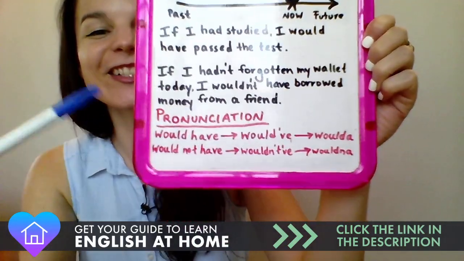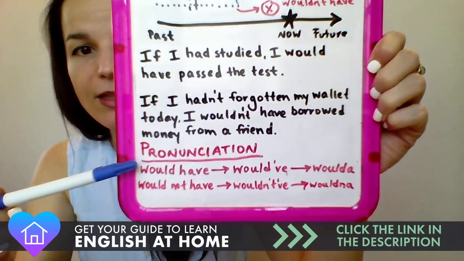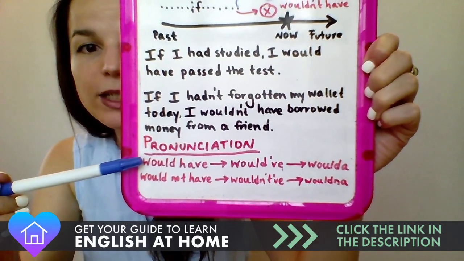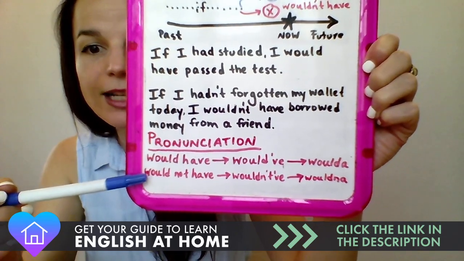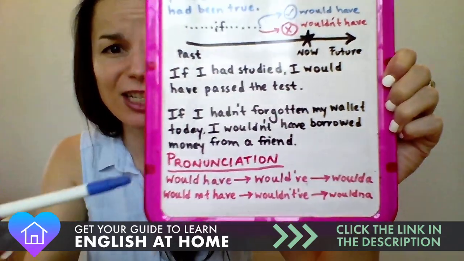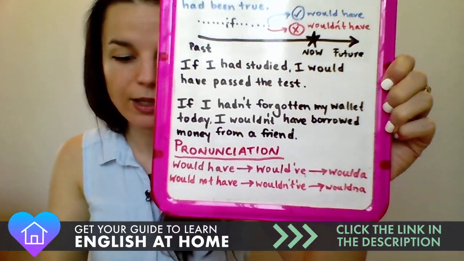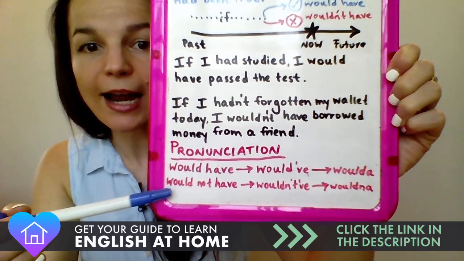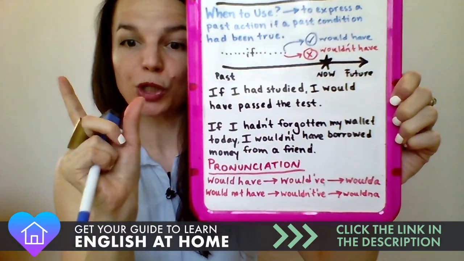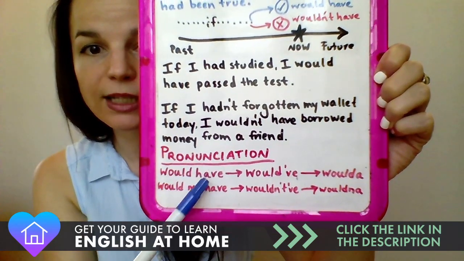Okay, so let's go to the final point for part 1 today. The pronunciation of would have and would not have. Yeah, there's some construction sound in the background today, unfortunately. Sorry, everybody. So, pronunciation points about this. Would have and would not have contract. They reduce. So, let's start by talking about would have.